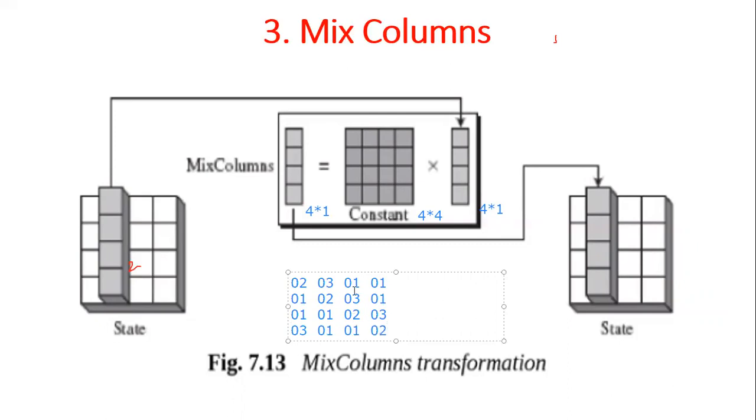This constant matrix, that is 4 by 4, is used in AES for the mix column operation. This matrix is multiplied with the state.